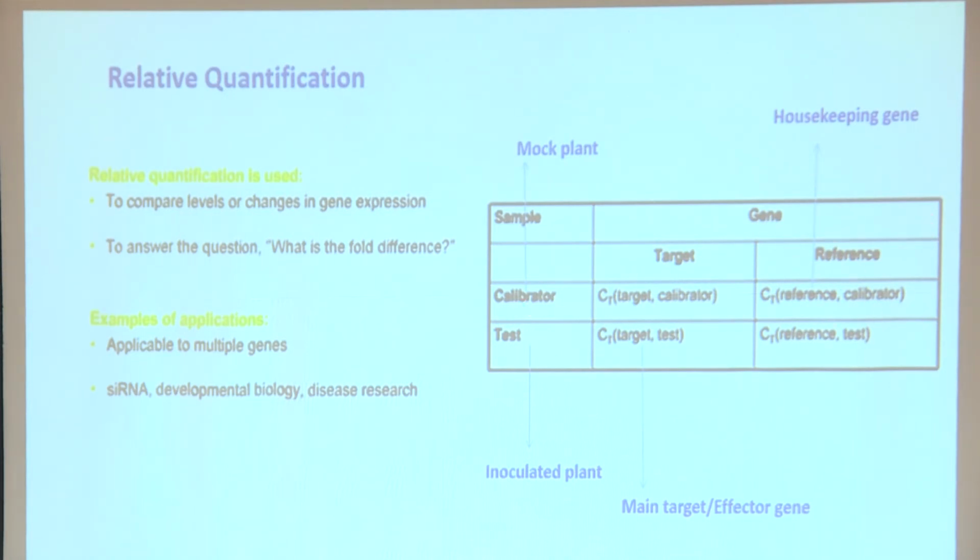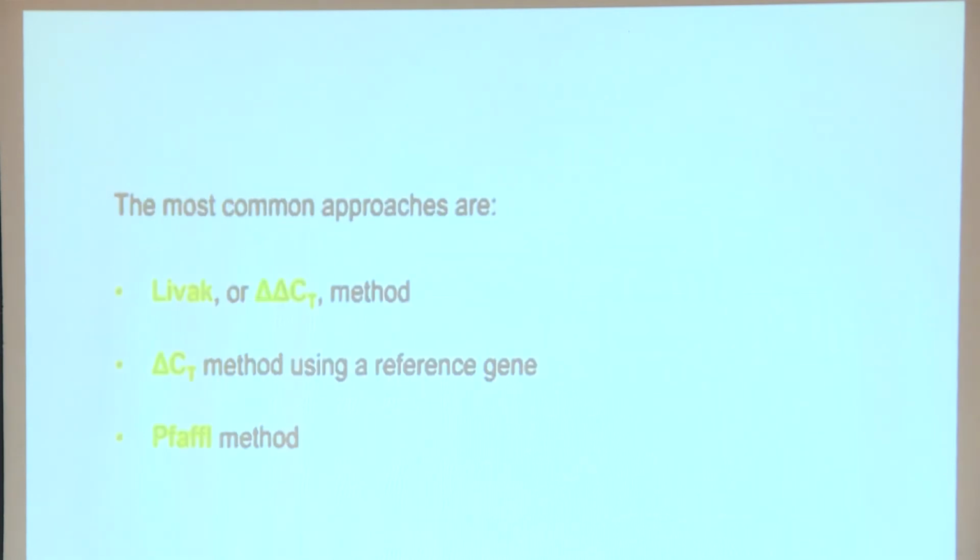And reference, and this is your main, that is a test plant. For example, you have the mock plant with housekeeping genes. This is the inoculated plant with what is called the main target and effector gene. We will have a small discussion once again in the classroom on how to do this. Take it as a message.